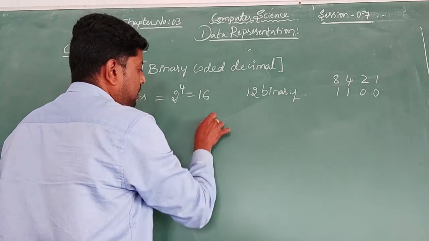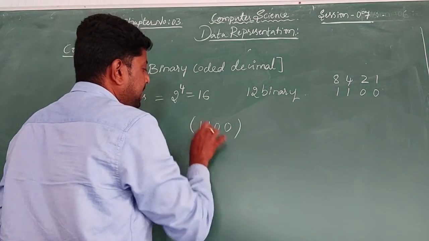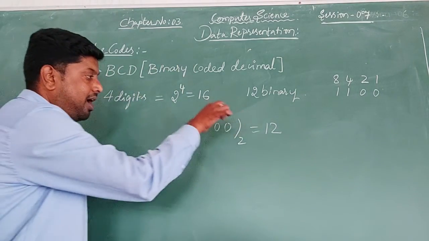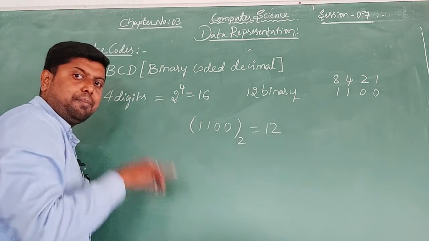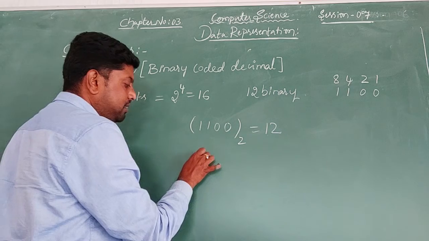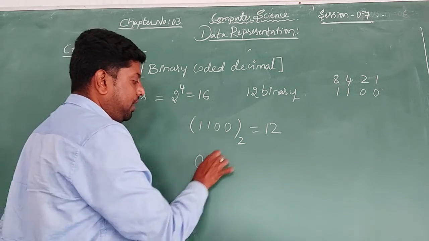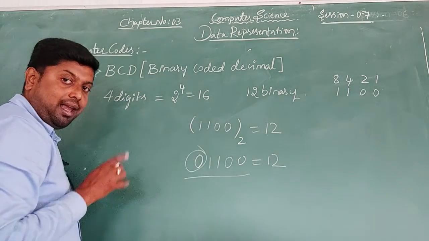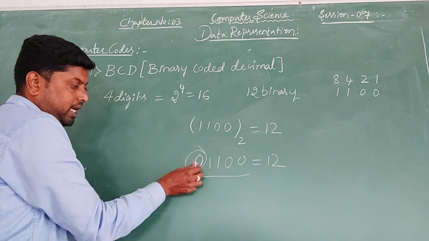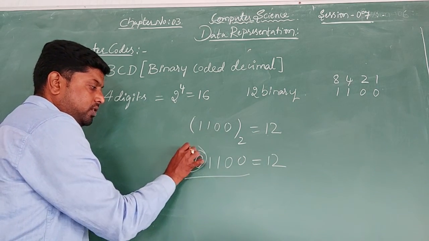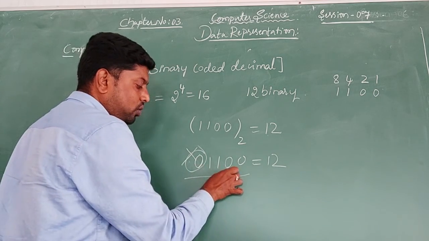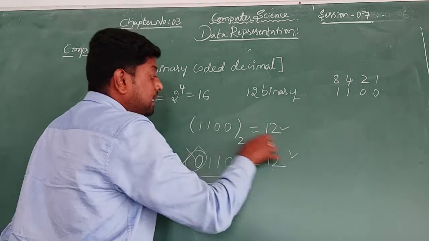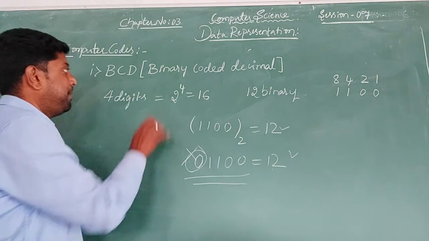Then 1100 will be the binary number for decimal 12. Right? But for this 12, I can also write in the BCD by adding a preceding 0: 01100. Then this is also 12 only. See why? Because the 0 has no value. Hence, this is also 12, but this is a 5 digit. These types of possibilities happen in the BCD.